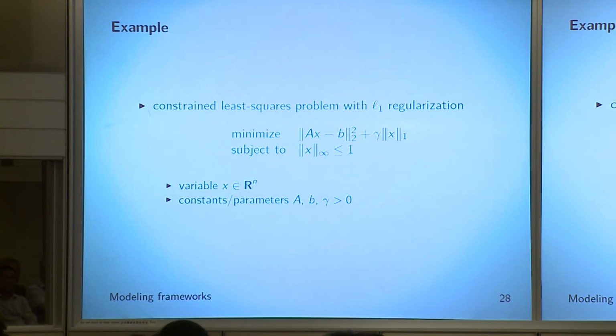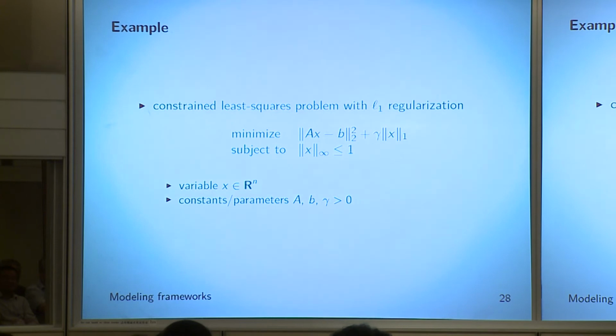So here we're going to look at this problem. I don't know what it is. Look, this is a least squares problem plus an L1 norm. So that's like a lasso problem, except I'm going to bound all the coefficients between plus and minus 1. I don't know why, but it's just an example of a problem, okay?